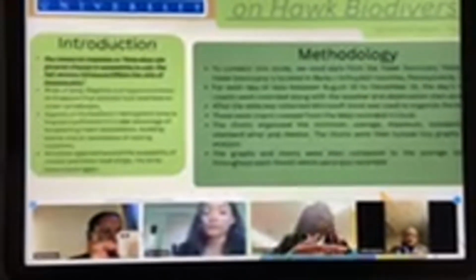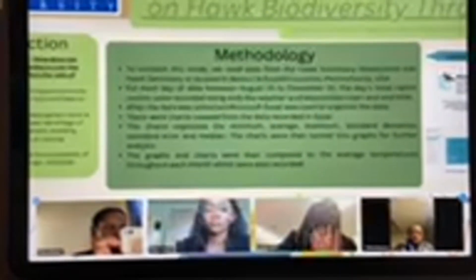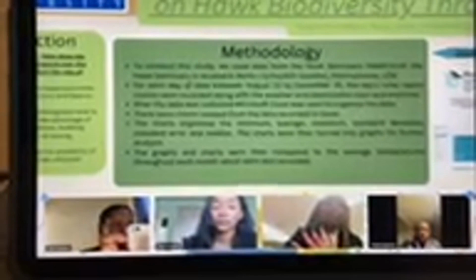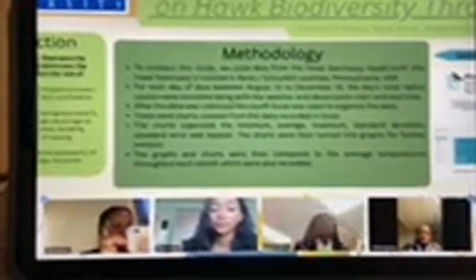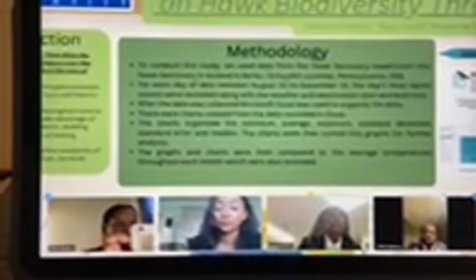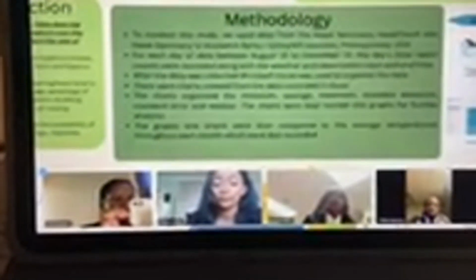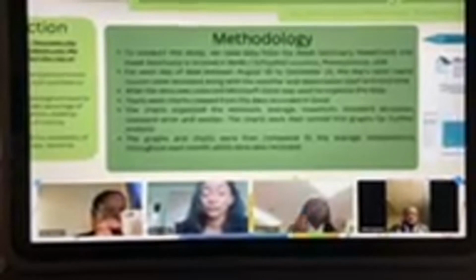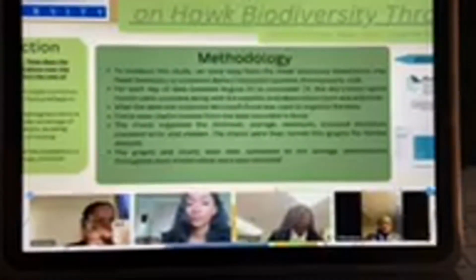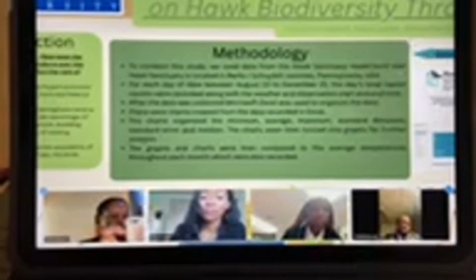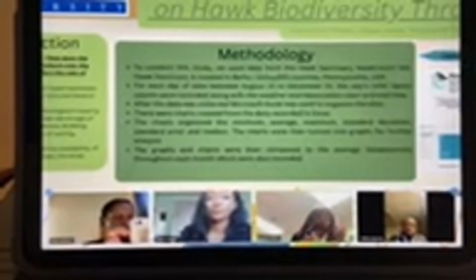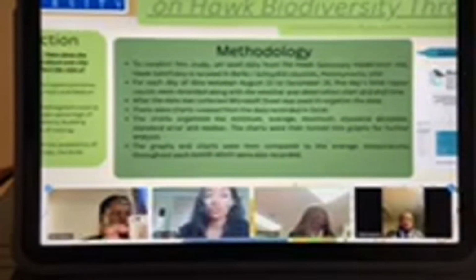Okay, and then for how we conducted our experiment, we used data from the Hawk Sanctuary Hawk Count site. The Hawk Sanctuary is located in Berks/Schuylkill counties in Pennsylvania. Essentially, how the data was collected was bird watchers would go out with binoculars and record which sightings they saw on which days. For each day of data between August 15th to December 15th, the day's total raptor counts were recorded along with the weather and observations start and end time.